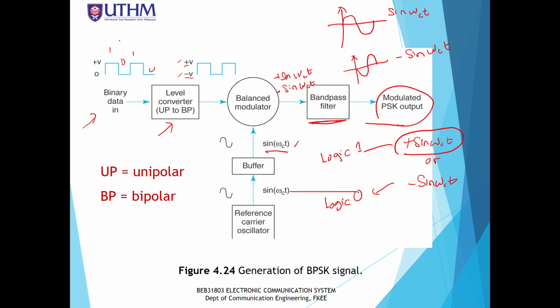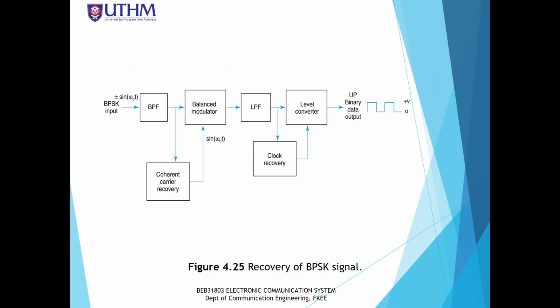Again, from here, you see that logic 1 is represented by positive voltage, logic 0 by negative voltage. So for the input logic 1, we will transmit a positive sine. For the input logic 0, we will transmit a negative sine wave. So at the receiver, we either receive a positive or negative sine.